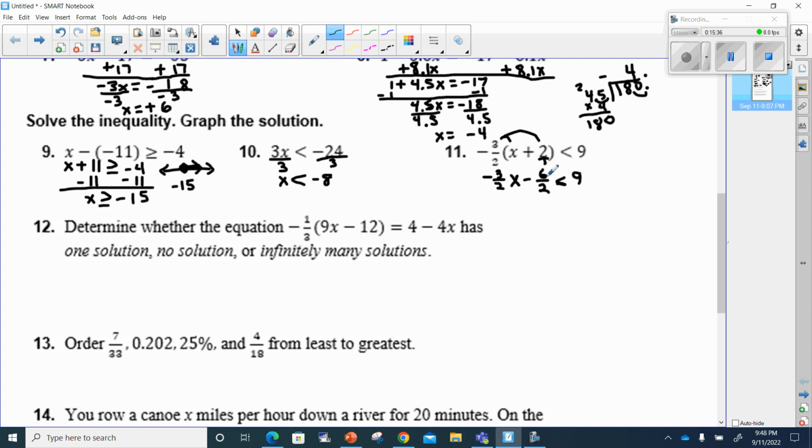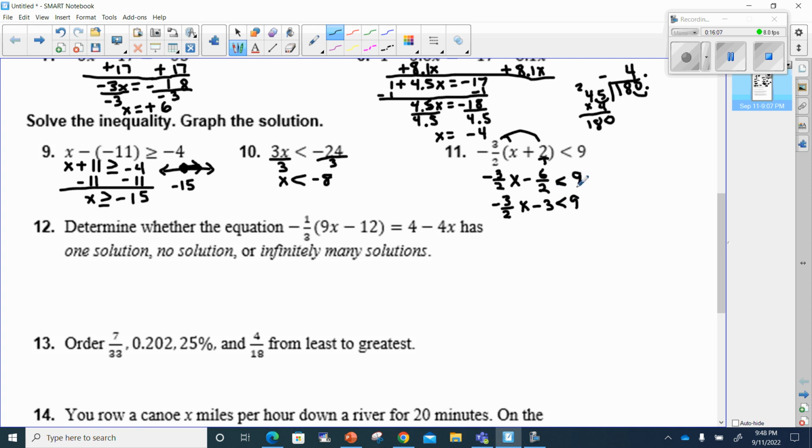These are both numbers. So what I'm going to do is change this 6 over 2, because remember, a fraction is a division problem. 6 divided by 2 is 3. So this is really negative 3 over 2 x minus 3 is less than 9. Now I can combine like terms.